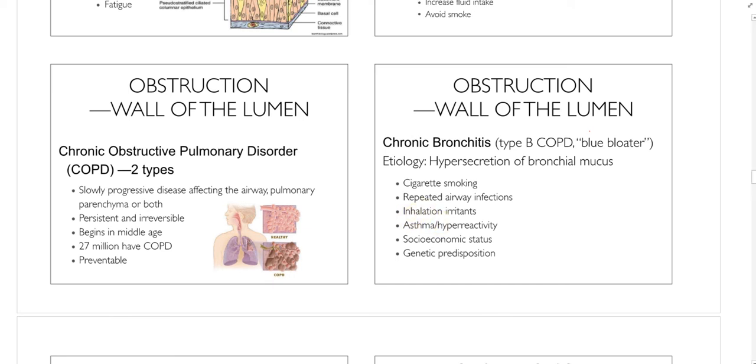Other etiologies that we haven't touched are inhalation irritants. Socioeconomic status is a risk factor for chronic bronchitis because if you have low SES and you're living near an industrial area with lots of pollutants in the air, you're at higher risk for developing chronic bronchitis compared to someone who is better off living in an area of a city or region that doesn't have a whole bunch of industrial development nearby.